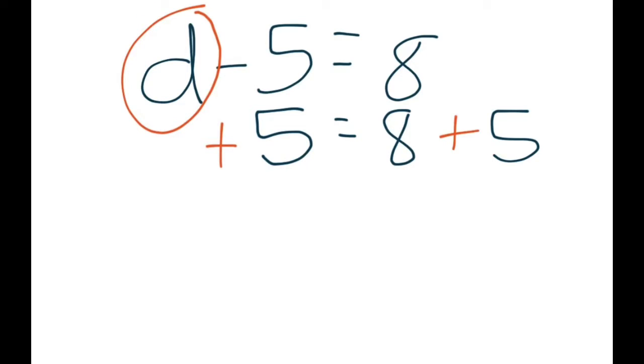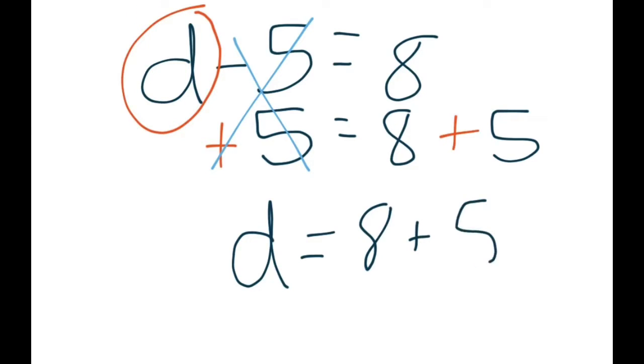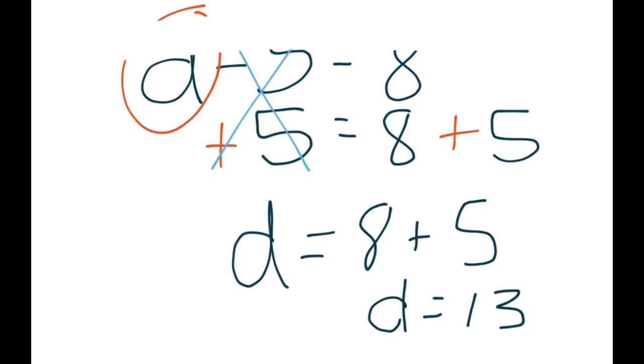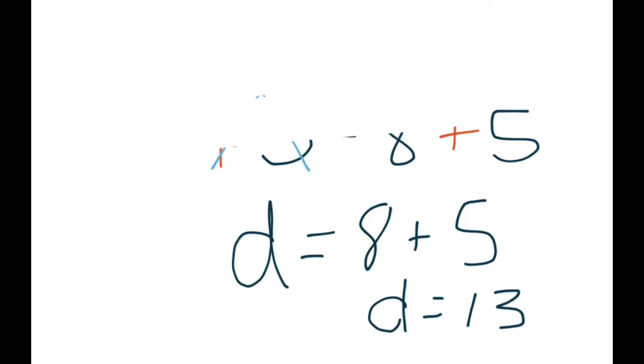So that means that the 5's over here are crossed out, okay? So what does that leave us with? We have d, we have isolated our variable, d equals 8 plus 5. All right? So let's add it together. D equals 13. All right. We always need to make sure that we're checking our work, that we're being good mathematicians.